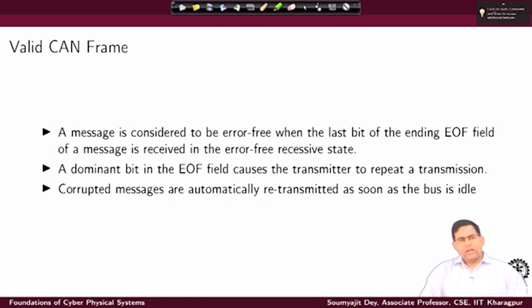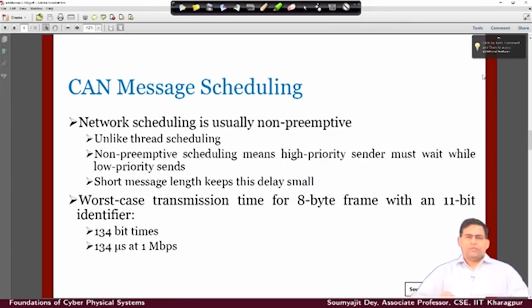Now, if I see that the EOF is dominant, then I will think that there is an error and I will ask the transmission to be repeated, okay? In general, such corrupt messages are automatically retransmitted as soon as the bus is idle. That means in the next transmission cycle. So, just coming to a small discussion on how CAN messages are scheduled.